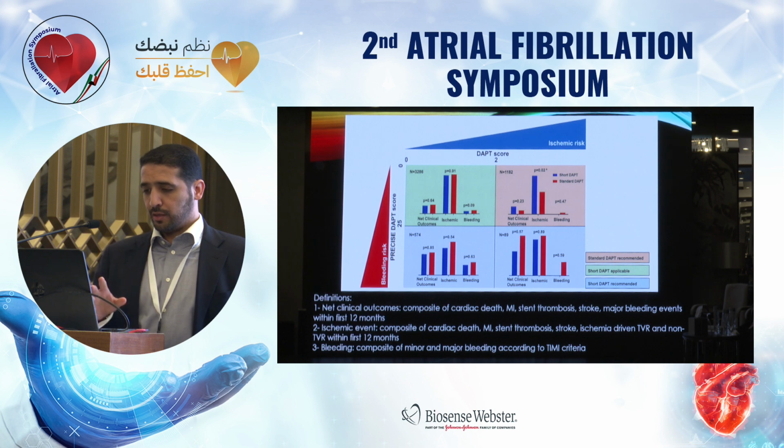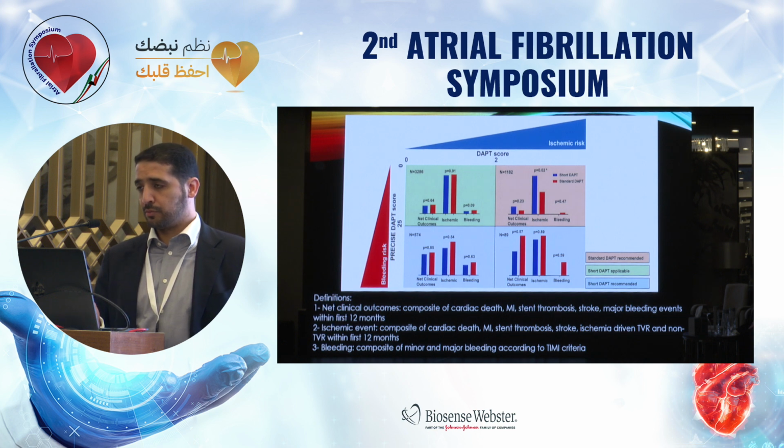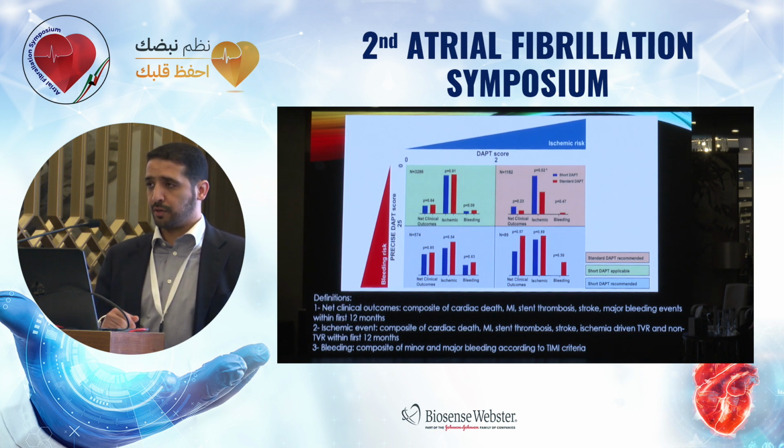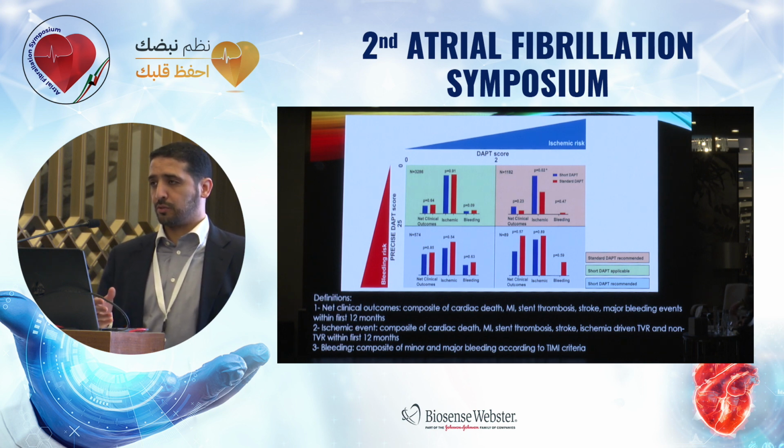This diagram can tell you which patients can go for prolonged dual antiplatelet therapy: those who have a high DAPT score and a low PRECISE-DAPT score. So with a DAPT score more than 2 and a PRECISE-DAPT score less than 25, they should go for standard therapy and probably a longer duration. If their DAPT score is low, like 0, and their PRECISE-DAPT score is 0, they should go for a short duration, regardless of the event.